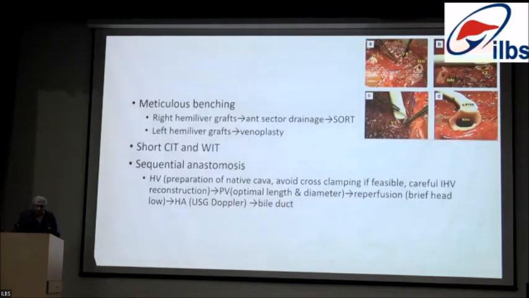The next part is meticulous benching. That is very important. Especially in small kids up to 20 kg, the left lateral graft is sufficient, and beyond that we take left lobe grafts, and in adults we take right lobe grafts. Especially in right lobe grafts, to improve the functionality of the whole graft, we drain the anterior sector properly. We have already published this. We recreate the new MHV with a PTFE, and we reconnect the PTFE to the RHV.